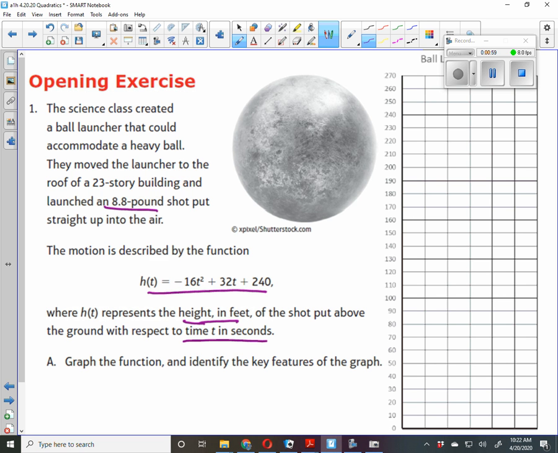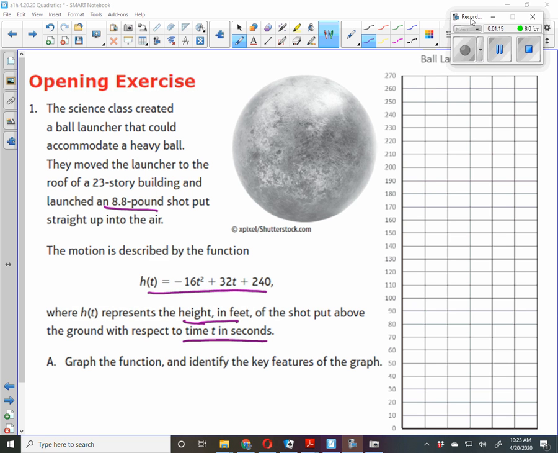So we're looking to see, obviously, where does it start, where does it reach its peak, and also when does it hit the ground. So we got a lot of things we can look at here. Let's take a quick look at what we got. I would factor out the 16 if it comes out evenly. Let's take a quick look.